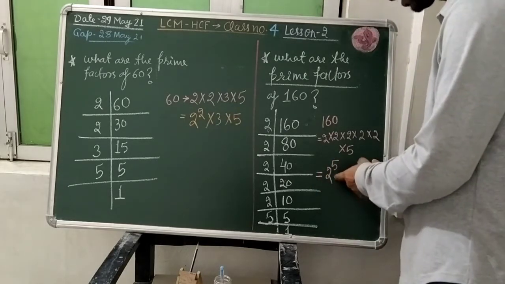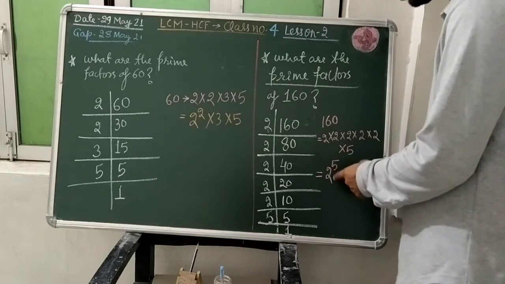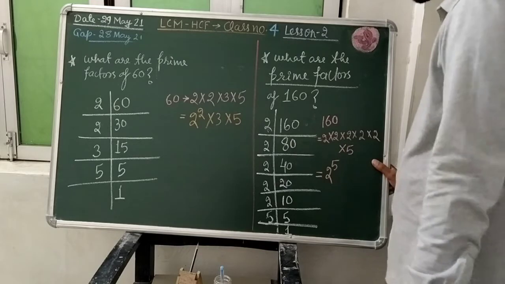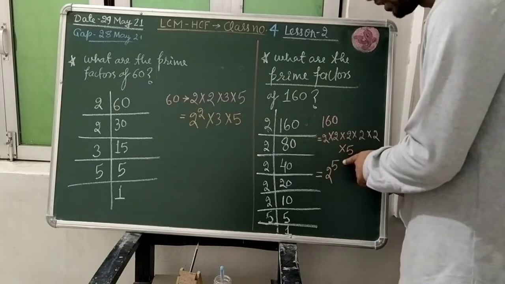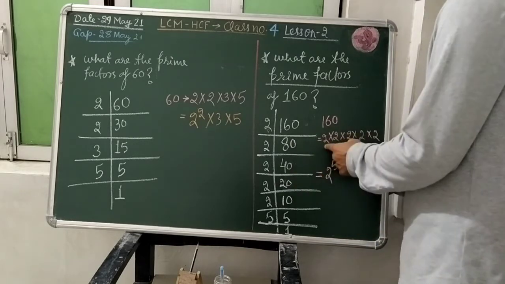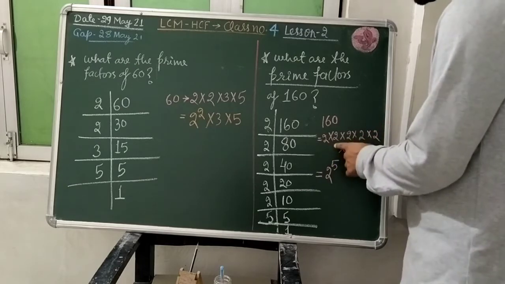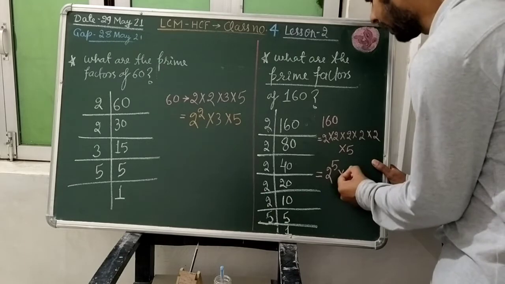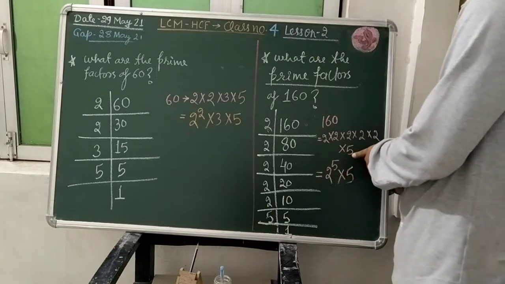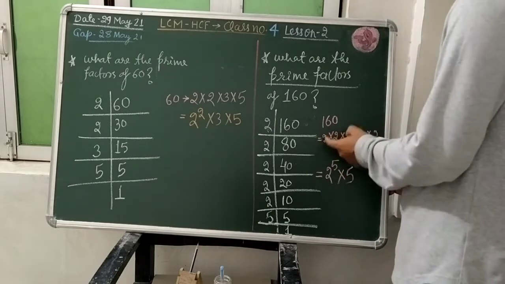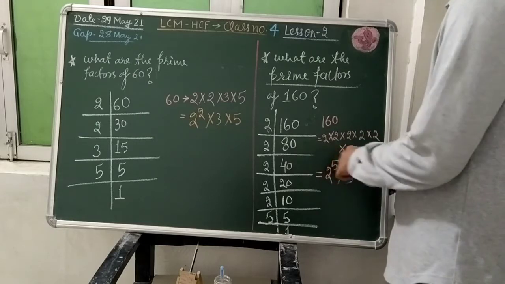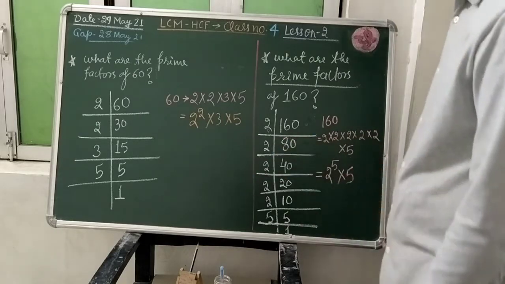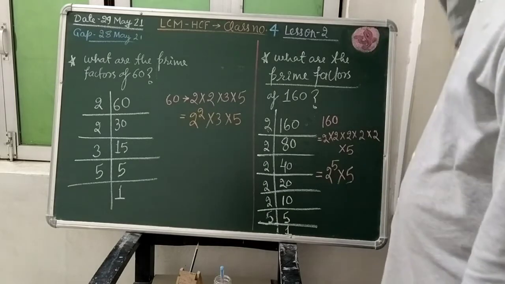Or we will call it 2 to the power. So 2 to the power, what is here, students? 5, as the 2 is present 5 times. And multiplied by this 5. Here 2 is present 5 times, so we will write 2 to the power 5 multiplied by 5. 5 is only 1 time, so we will write multiplied by 5.